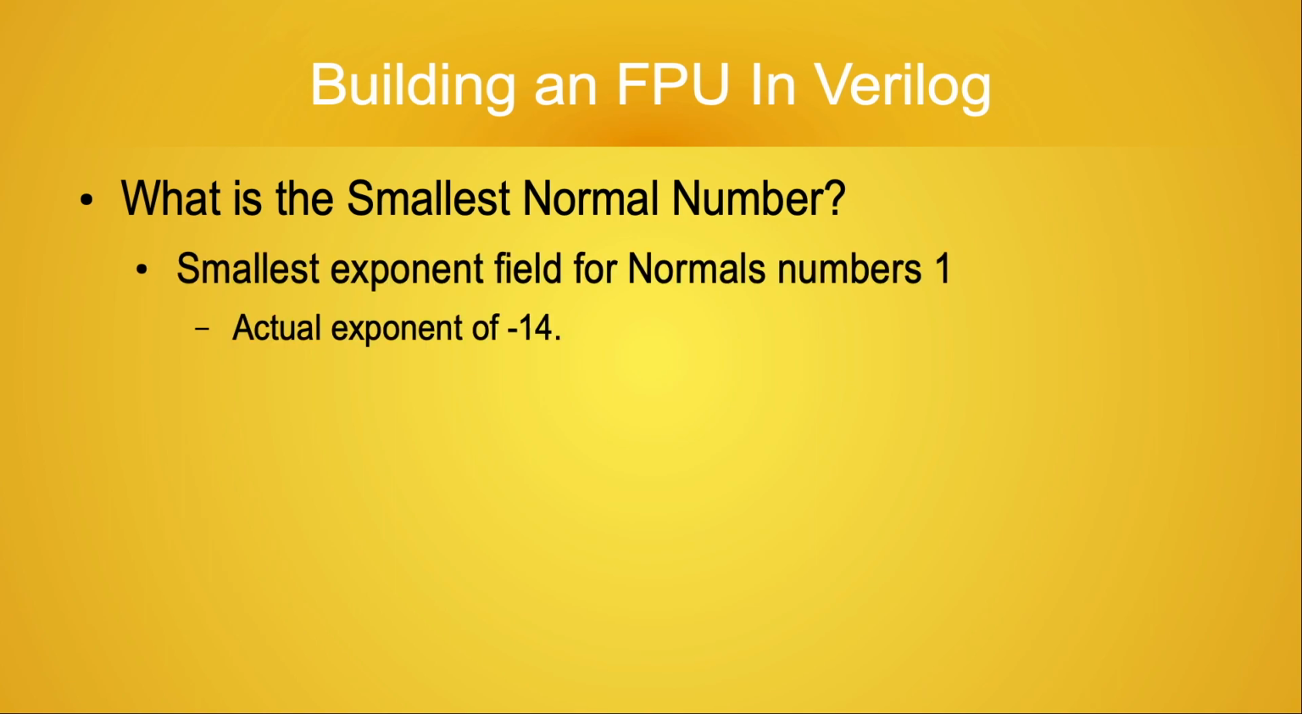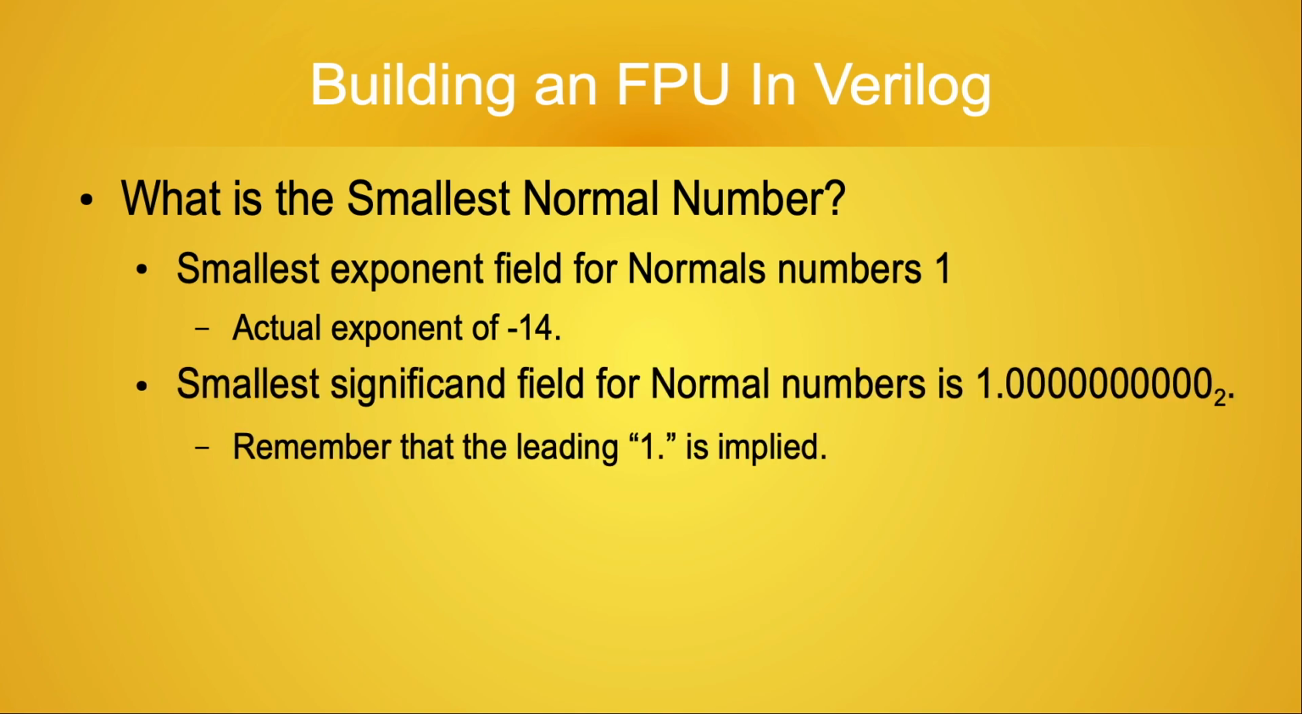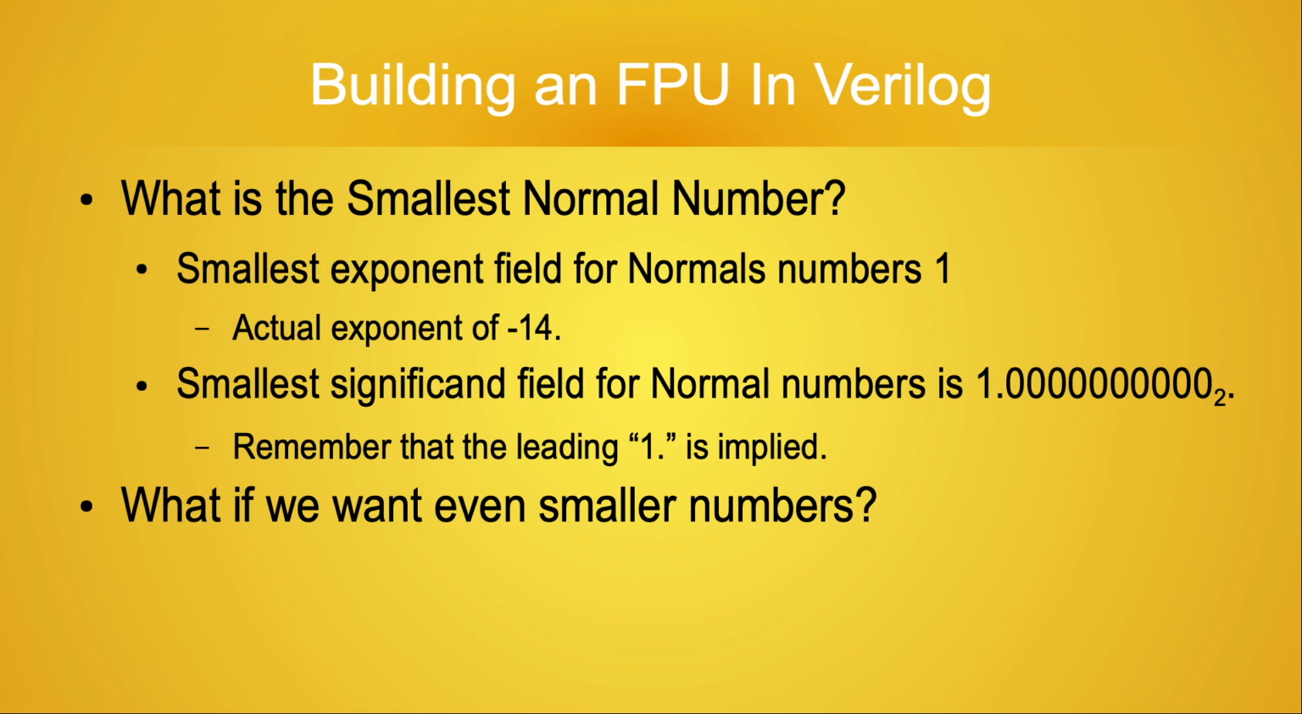For normal numbers, the smallest exponent field value is 1. When the value stored in the exponent field is 1, the actual exponent being represented is 1 minus the bias value, which is 1 minus 15, which is minus 14. The smallest value which can be stored in the significand of a normal number is binary 1 followed by 10 zeros. What happens if we want to store an even smaller number? We fall into the realm of subnormal numbers.